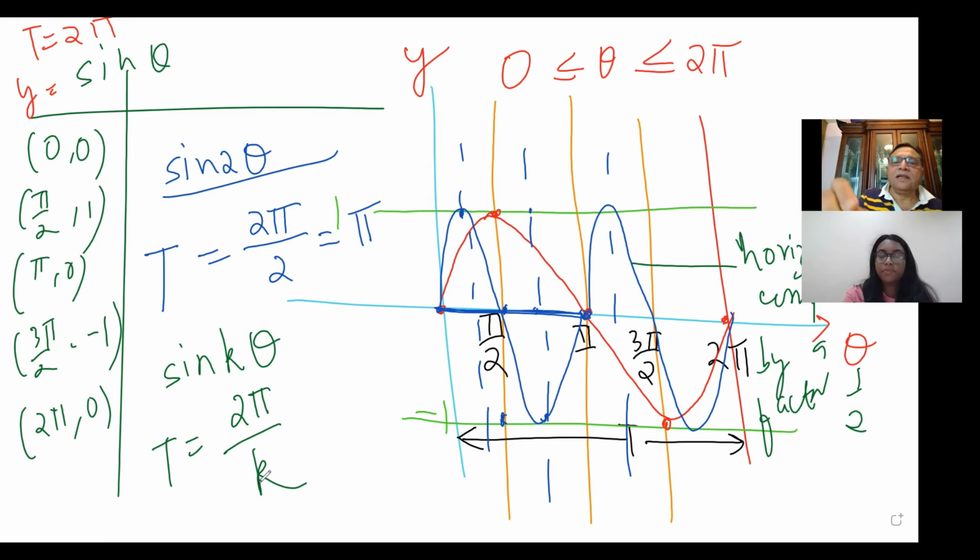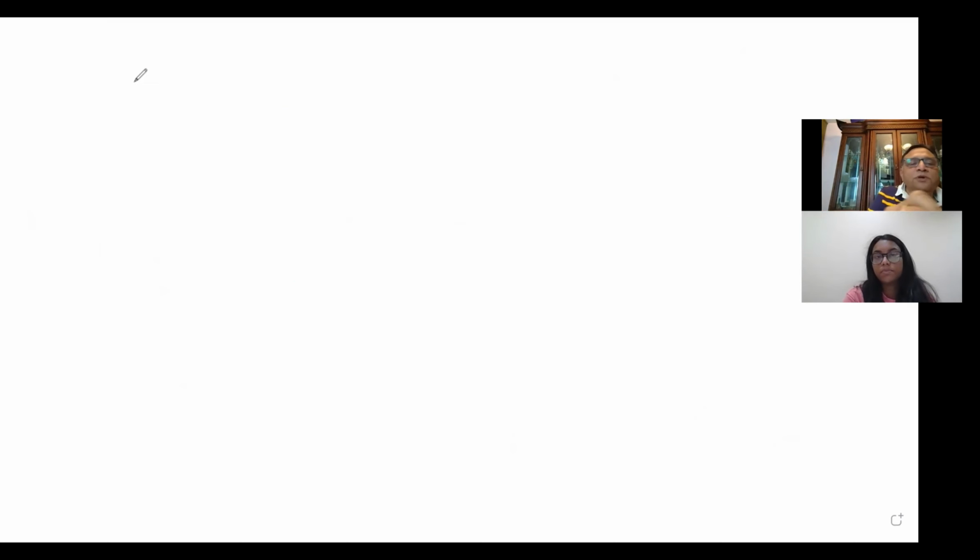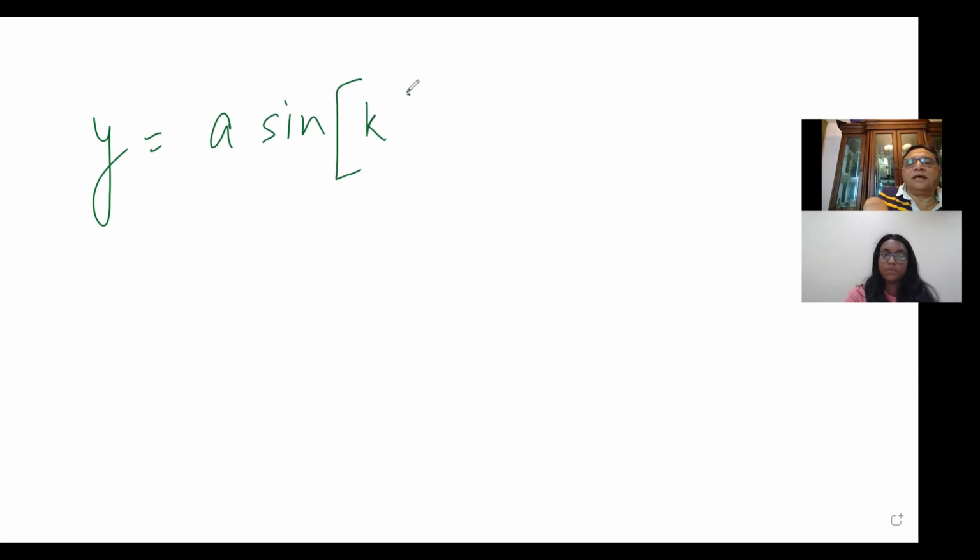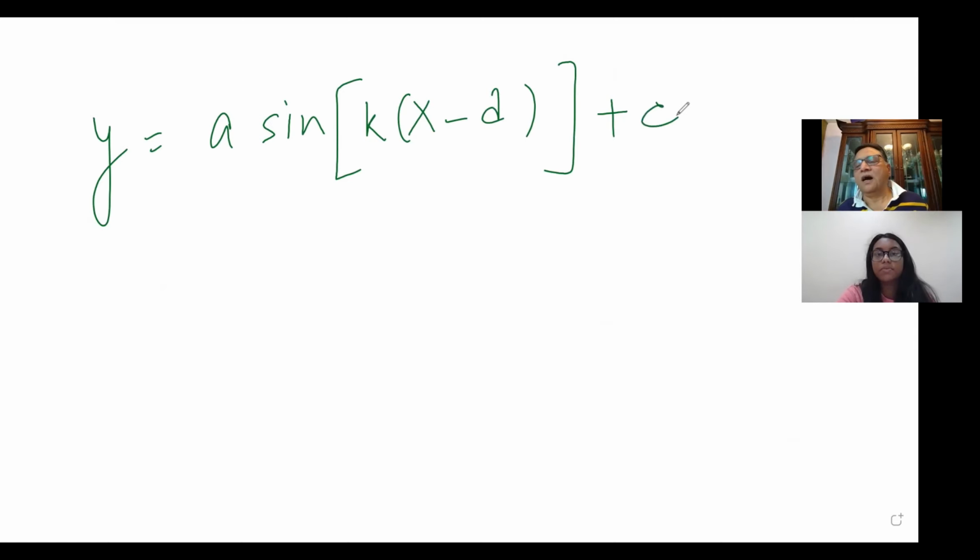Now, let's look at the transformation equation as a whole. Can you read from your book? The transformation equation is y equals a sine, I'm using a square bracket, k x minus, what do they write here? D, and then plus C. I use P and Q, P for phase shift, and normally the books use D and C. Now, tell me, what is the value and significance of K?